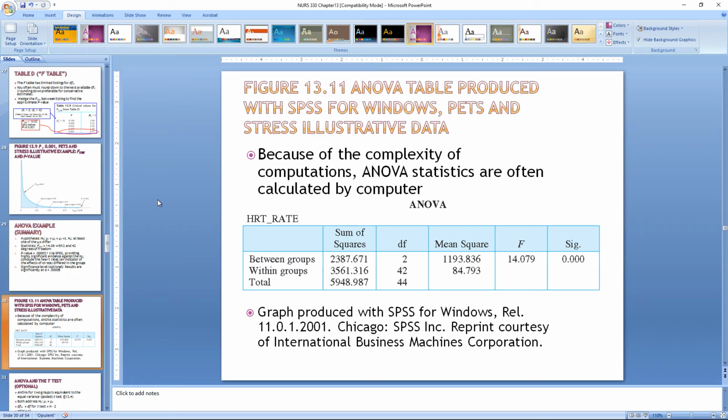So here's what would pop out if you were to use ANOVA in SPSS. This is what the chart would look like after running the test, and it would give you your between groups and within groups totals, your sum of squares, your degrees of freedom, your mean squares, your F statistic, and the significance, or the p-value associated with it. And this is what it will look like.